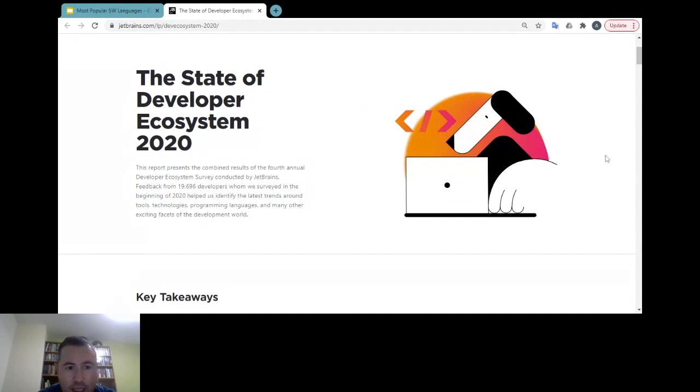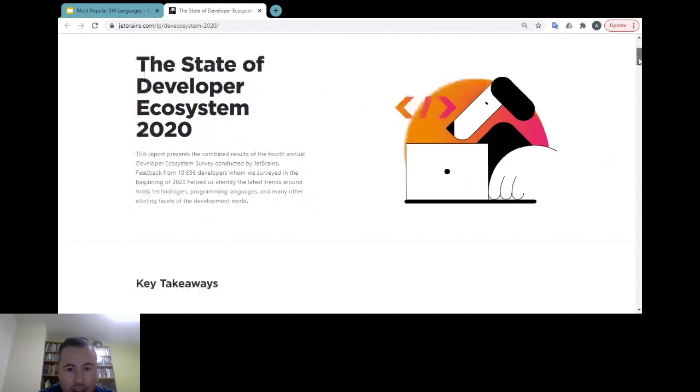And in this case, the State of Developer Ecosystem 2020. They have feedback from 19,000 developers, which is a big survey. And you can see here what I just put in the slides. I will be back in the slides in a moment. But they're asking quite similar questions. Well, I copied the questions from them. What are you using now, and which languages do you consider using?